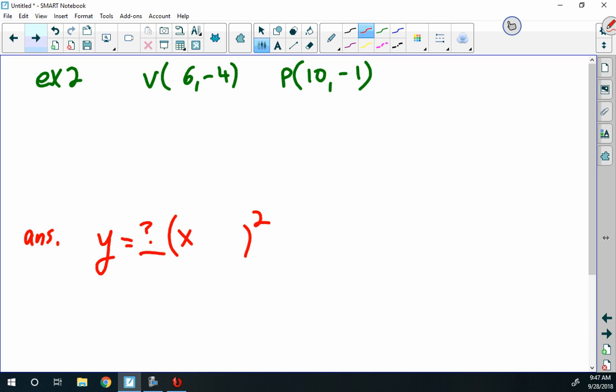X. Is it going to be +6 or -6? -6. Remember that right-left thing for the x-coordinate of the vertex is the opposite of what you think. So x -6, the quantity squared, and then what? -4. All right. So we've written most of the answer, and all we've got to do is find the A value.